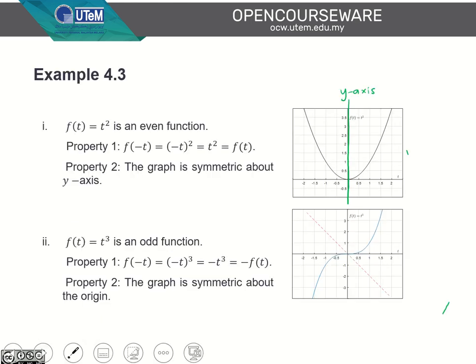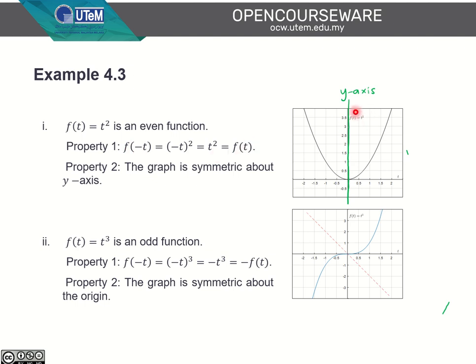Alright, example 4.3. First example, we have f(t) equals t squared. It's an even function, as I said just now, the even power of t. Look at the first property, f(-t) equals, we replace t by (-t) in brackets squared. So this equals t squared. So you can say that f(-t) equals f(t).